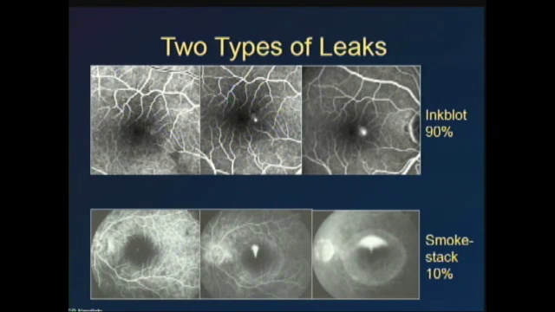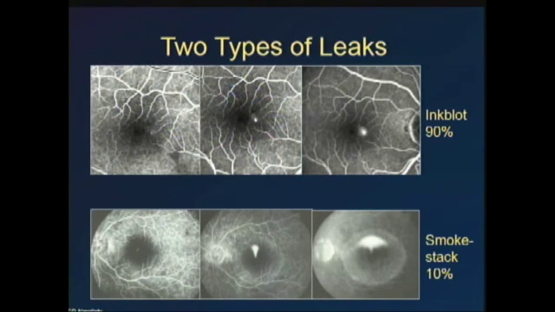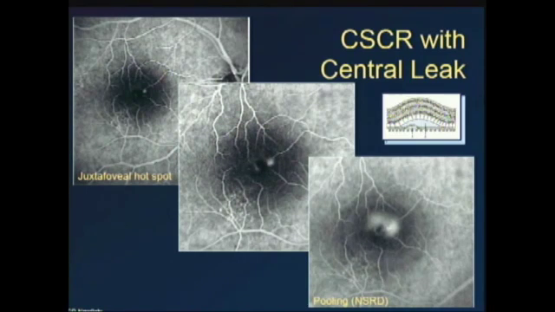In some cases, you have a smokestack pattern, where you have a little dot, and this dot becomes hyperfluorescent, and the hyperfluorescence goes upwards like an umbrella, exactly like an umbrella, basically. The dye with the fluid goes up and then comes down to fill this pocket of subretinal fluid. This is a central leak, I guess you know this.